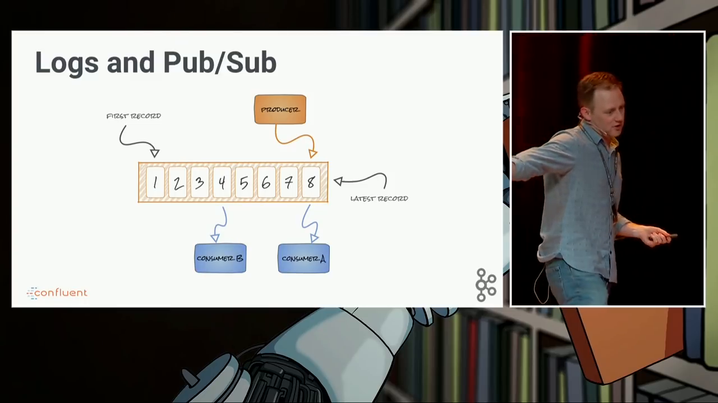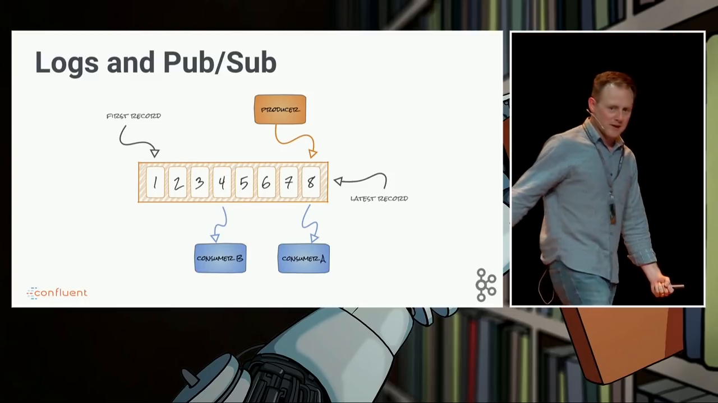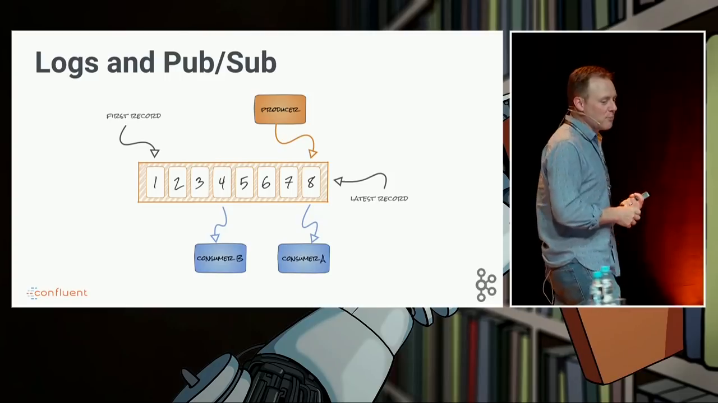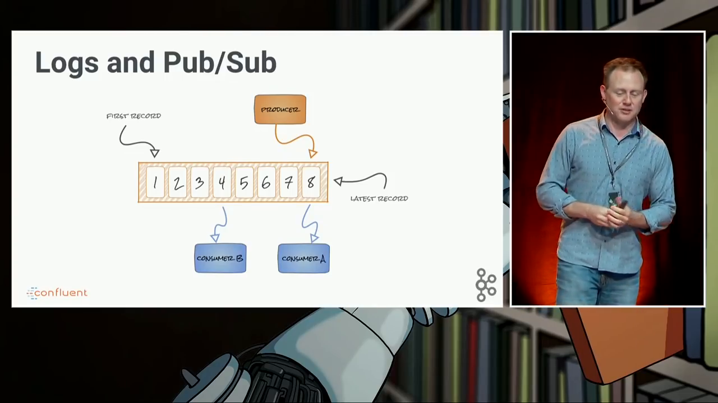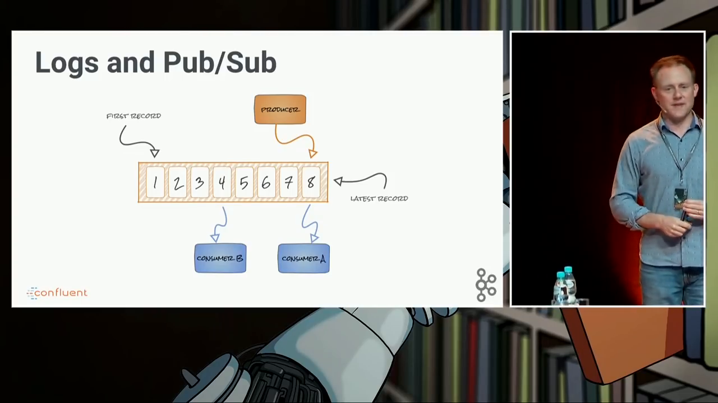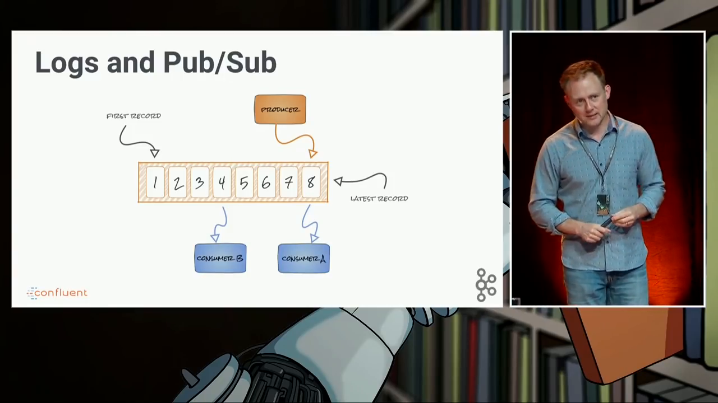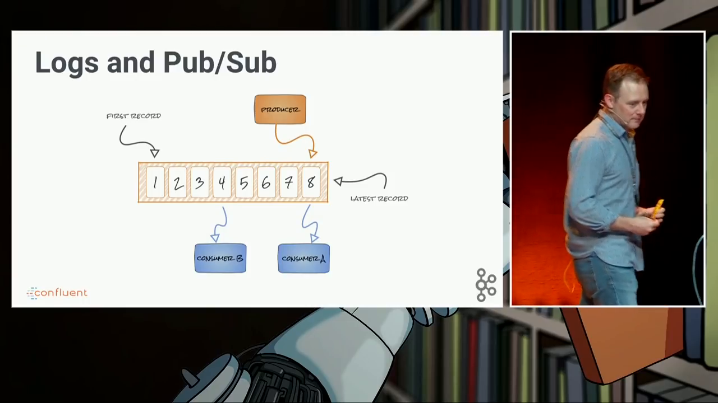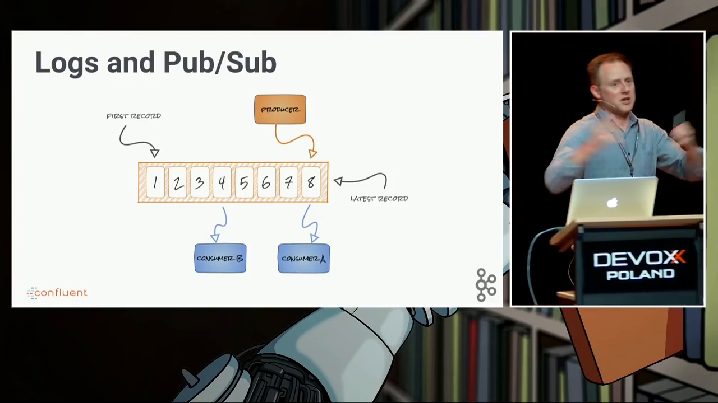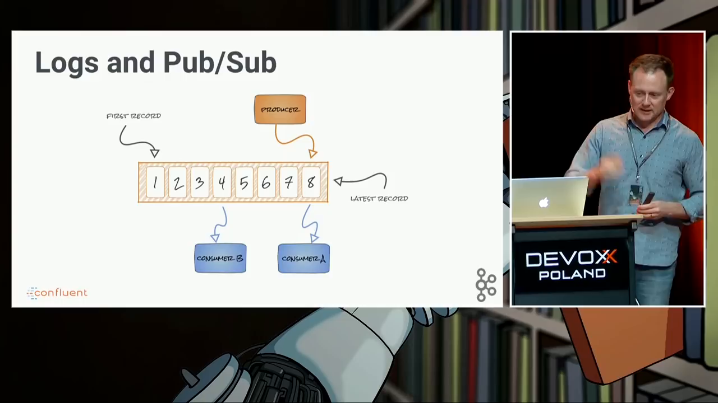The producer puts new messages on the end of the log. That's the only place it can write them. Once it has written them, they do not change. I cannot go back to the message at offset 3 and alter that. It is immutable once it's written. And that is a very important principle. That enables a whole bunch of functionality, and a whole bunch of architectural paradigms are now possible because that data is immutable.